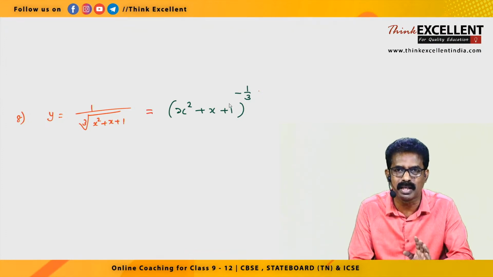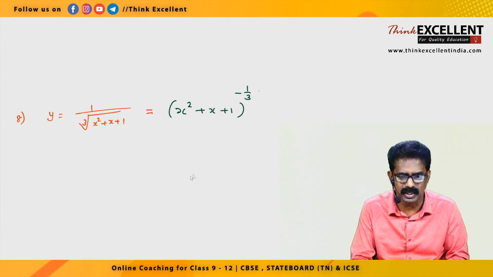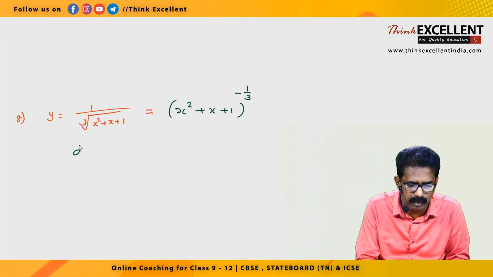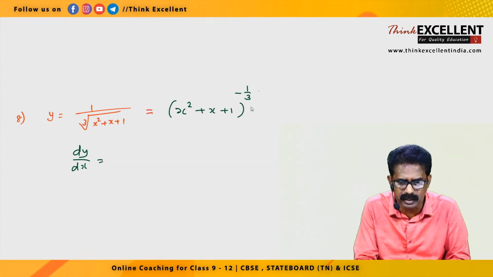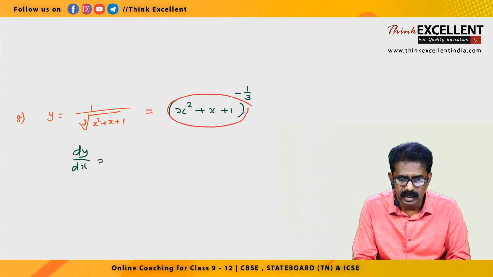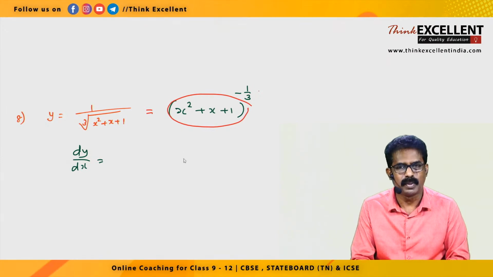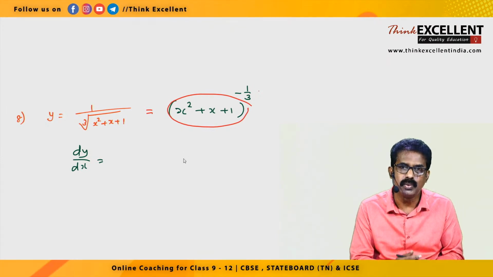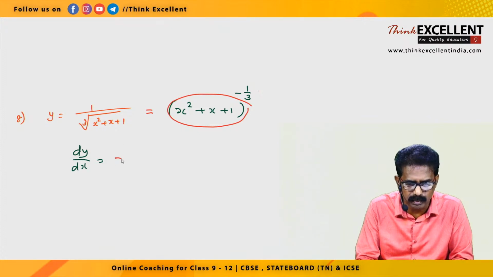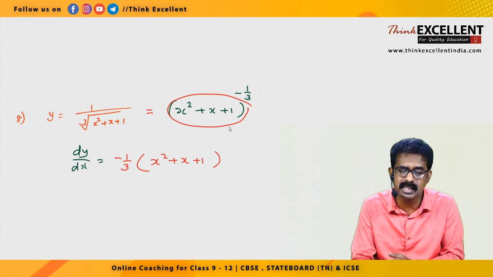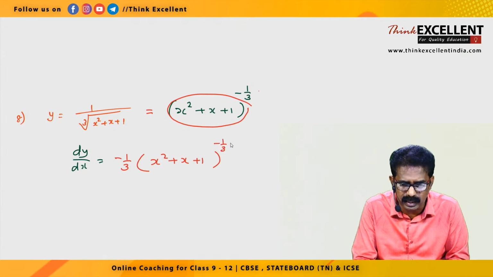We have not differentiated yet, we have only rewritten it. So next step, we are going to differentiate. So dy by dx equal to, can you tell me this is of which type? This is x raised to n type. What's the derivative of x raised to n? n into x raised to n minus 1. Yes, so here n is minus 1 by 3. n into x raised to, x means you write the whole thing, x square plus x plus 1 raised to n minus 1, that is minus 1 by 3 minus 1.